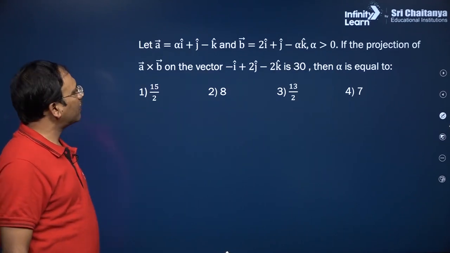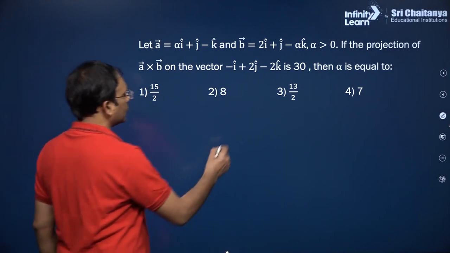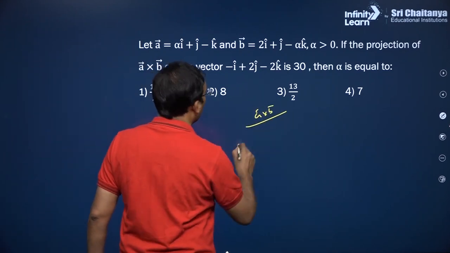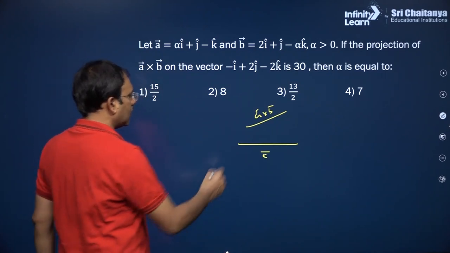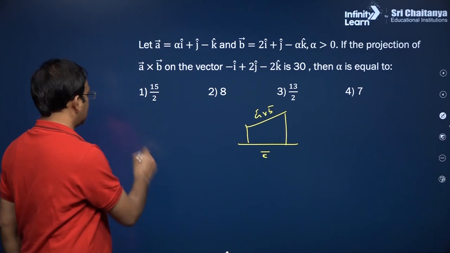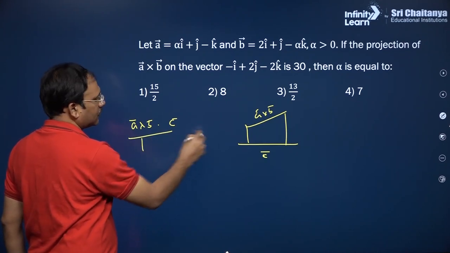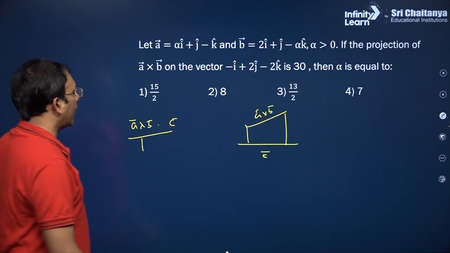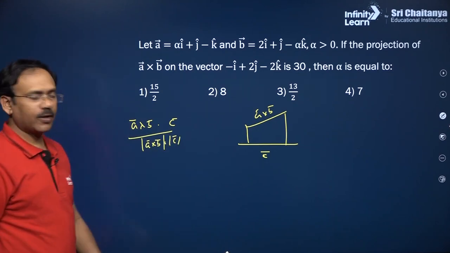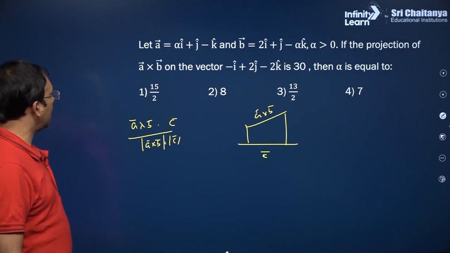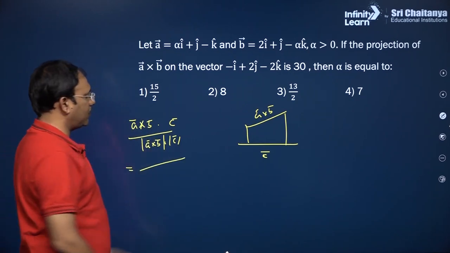You see this question, a bar, b bar are given, alpha positive, the projection of a cross b on a vector, say some c bar. Given 30. Projection of A bar cross B bar on C bar means A cross B dot C bar by magnitude of A cross B into magnitude of C bar. Okay, yeah. So, my dear friends, he has said that A cross B box C bar, and the magnitude of A cross B you can see.